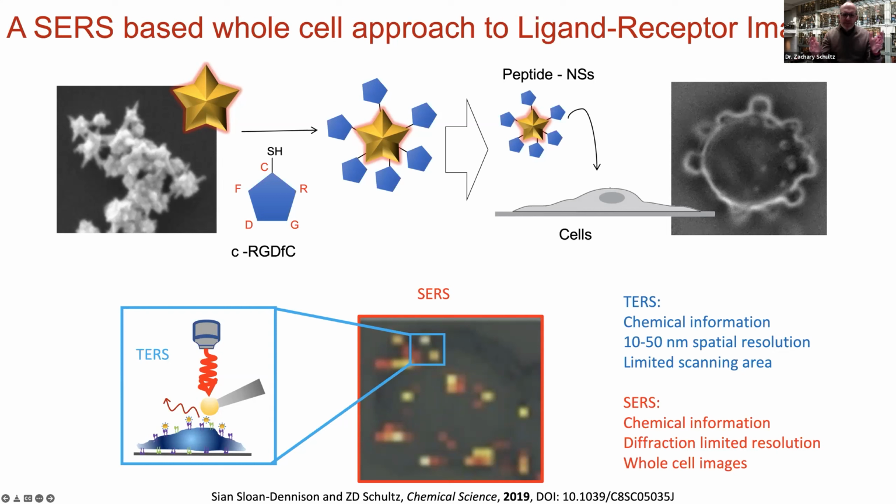With this SERS mapping now, we can actually do whole cells in the same amount of time as this little area we could do with TERS. The spatial resolution is now diffraction limited, but we're still getting out this wealth of chemical information, talking about what the peptide on the nanoparticle is doing as far as targeting to the receptor on the cell.